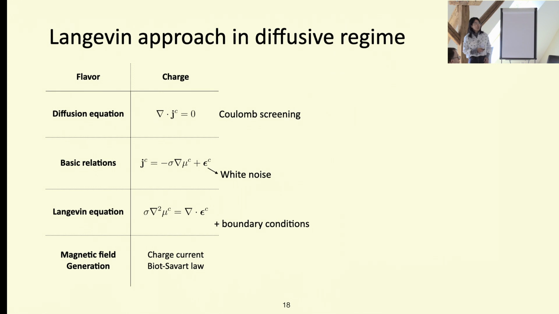And plus, here's where the Langevin comes in, a white noise term. And then combining the two, we get a Langevin equation. And with the proper boundary condition, you can solve it. So you get a charge current fluctuating.